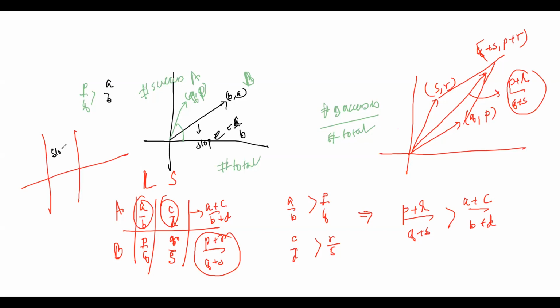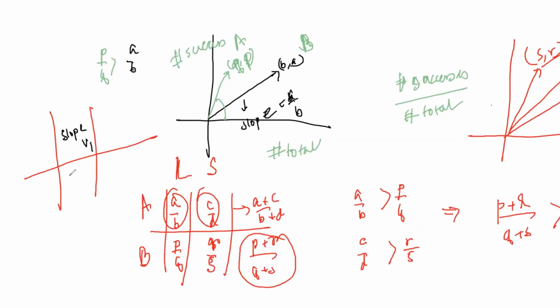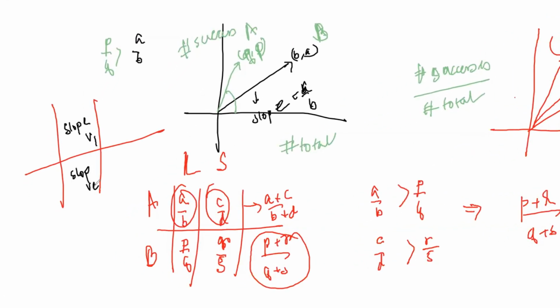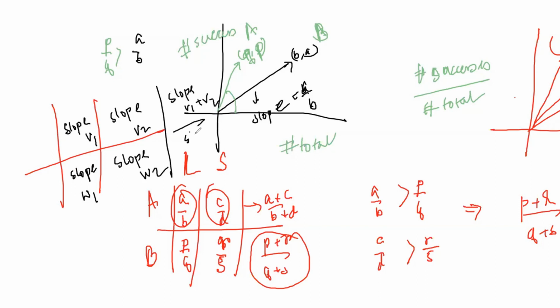This is the slope of v1, this is the slope of v2, or let's say not v1, the slope of w1, this is the slope of v2, this is the slope of w2. Okay, if we add it up, we'll get the slope of v1 plus v2, and here we'll get the slope of w1 plus w2. Let me erase this stuff over here.